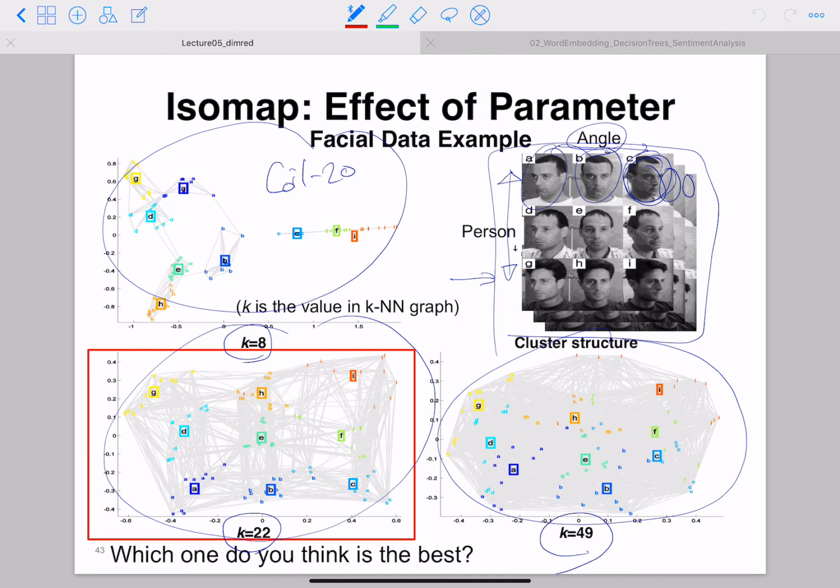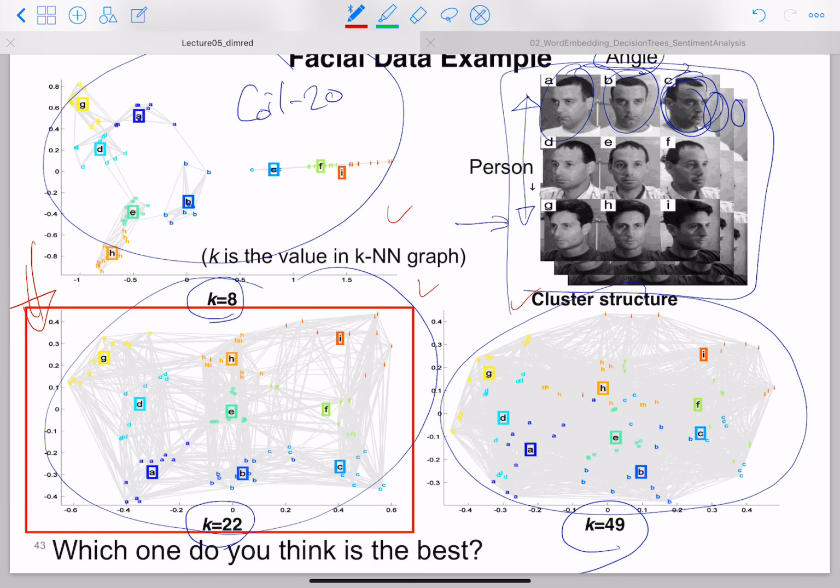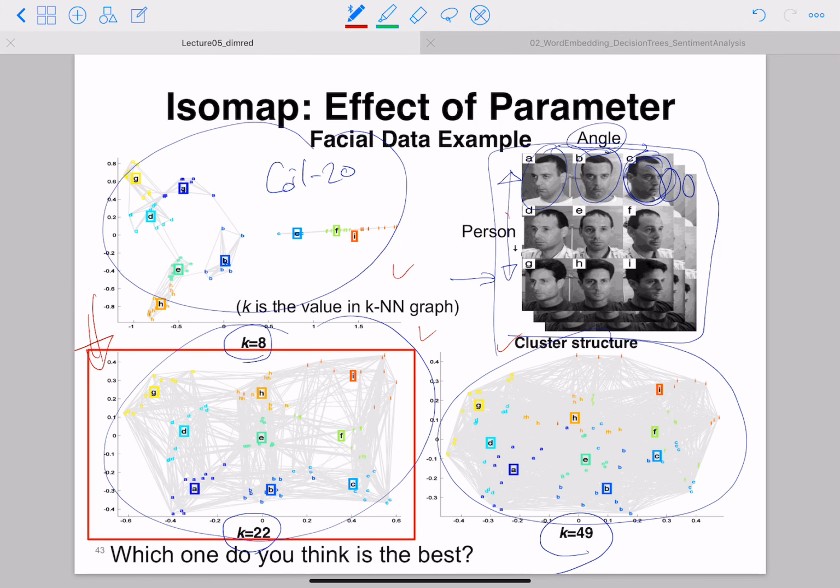Among these three examples, the best, optimal result seems to be this lower left one. Let's think of the reason. We can think of two meaningful attributes that cause the variations in our data, in our pixel space: the angle and the person ID, right?